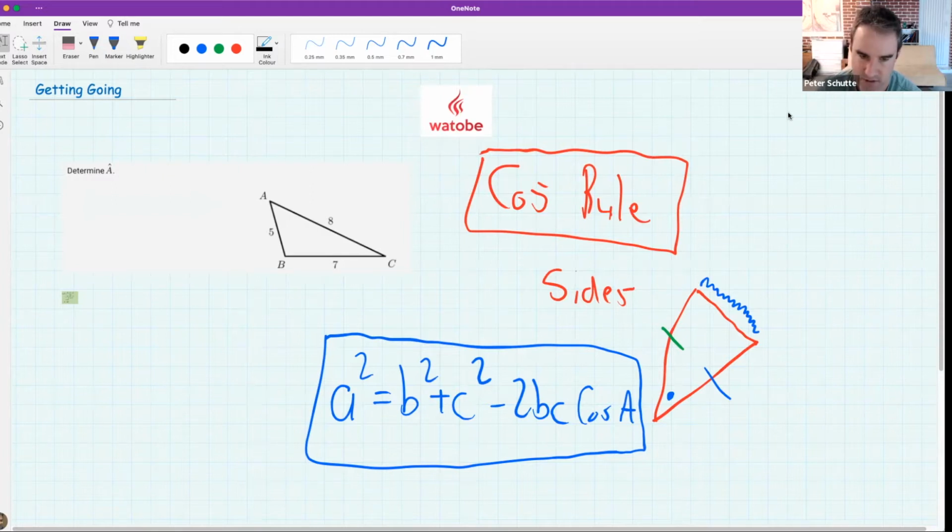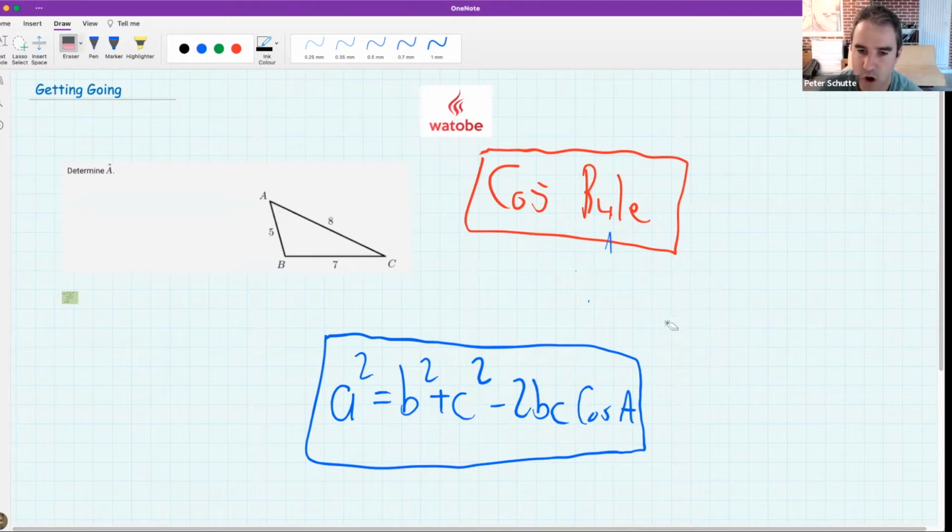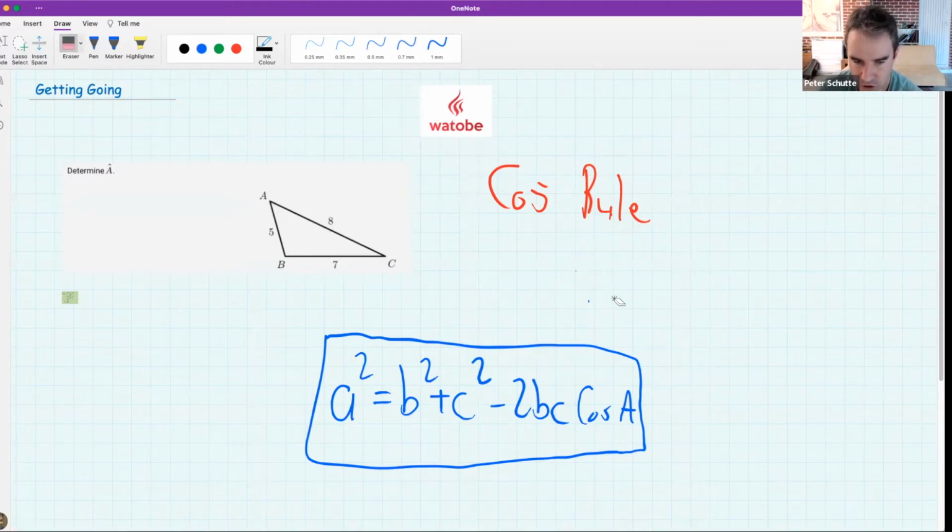Okay, fantastic. Now, if you still feel a bit unsure, remember that the video of the previous lesson was recorded where we dealt with that. The focus today is not going to be on finding sides. Rather, it's going to be on finding angles with the cos rule.